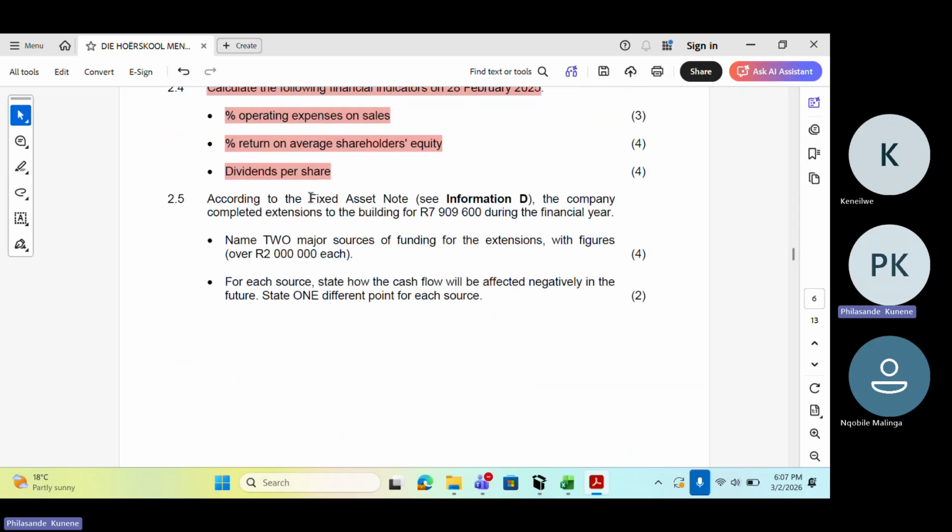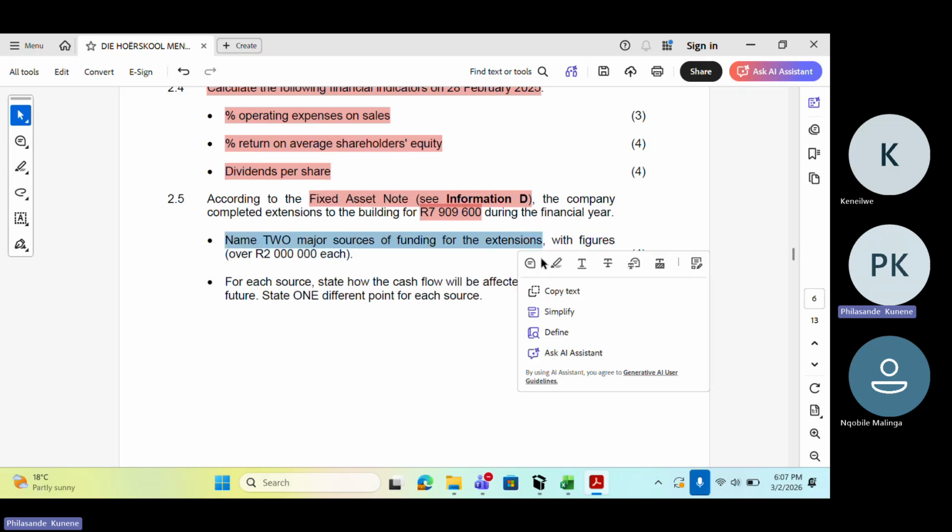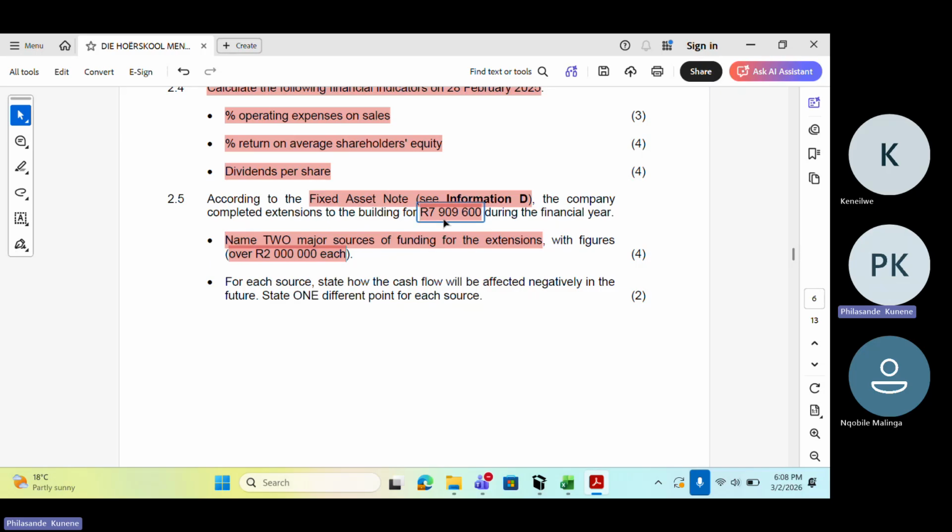2.5, according to the fixed asset note, see information D. The company completed extensions to the building for 7,909,600 during the financial year. I think we did see that when we were doing the additions for land and buildings. Then they're saying name 2 major sources of funding for the extension with figures over 2 million each. You see now, they're asking you, where did we get money to do the extension of the building? And you must know which section of your cash flow statement to look at whenever we're talking about financing or funding.